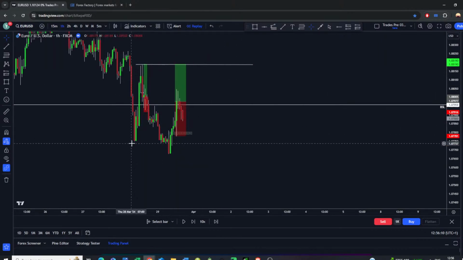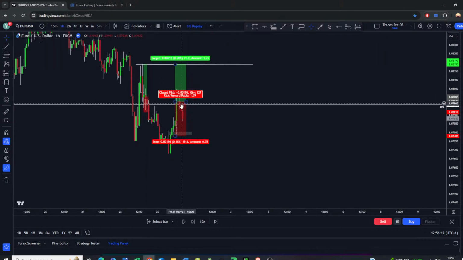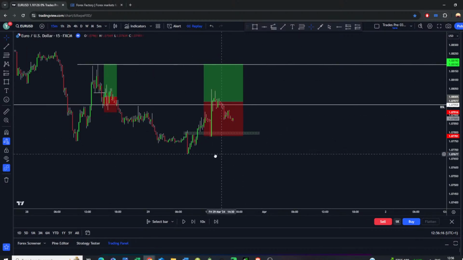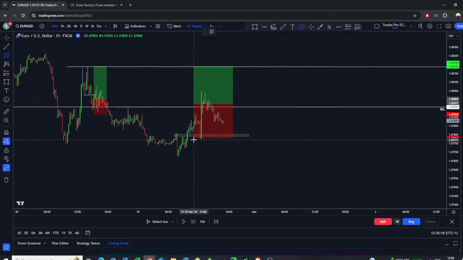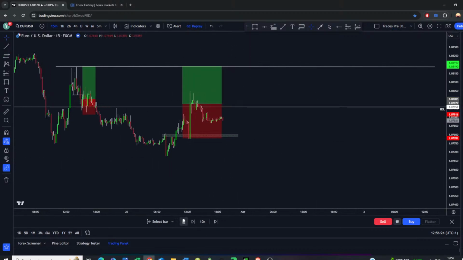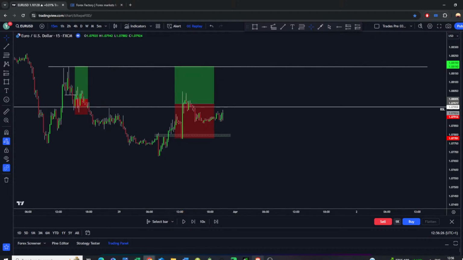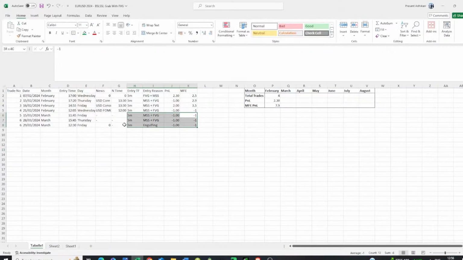This one took out yesterday's low, displaced, and provided an entry. Although it should be taken at a pullback rather than an engulfing candle. Cool, that's March done. Just minus 3%. Let me do this.